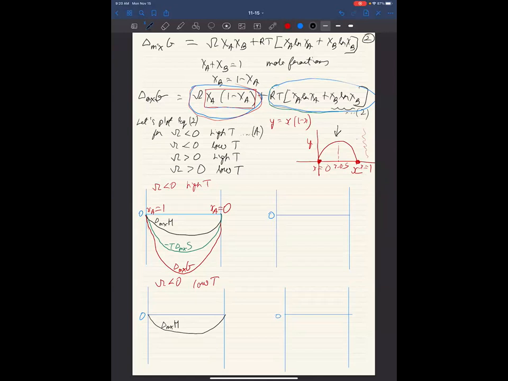Oh, go ahead, Hannah. Are you sure? So you are saying that it will go up, but not curve up. It will not form a dome. It will still have the same behavior. It will just move up a little bit.